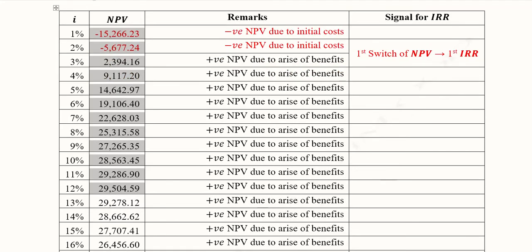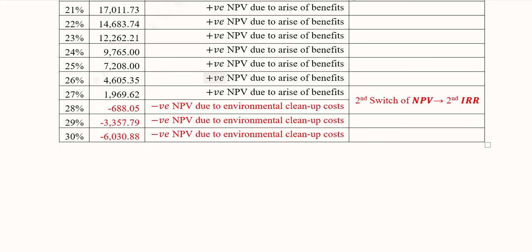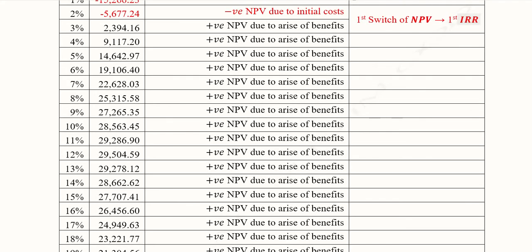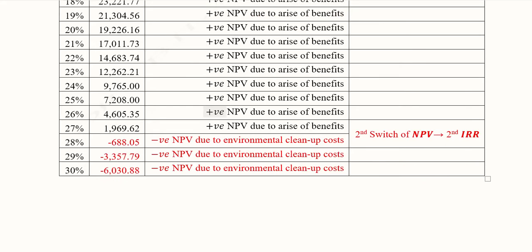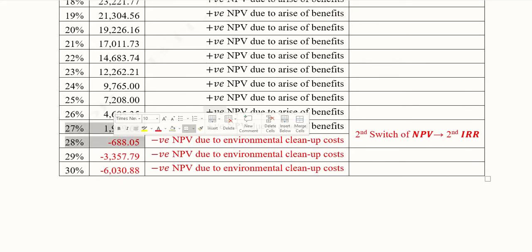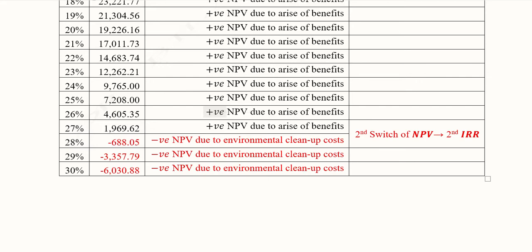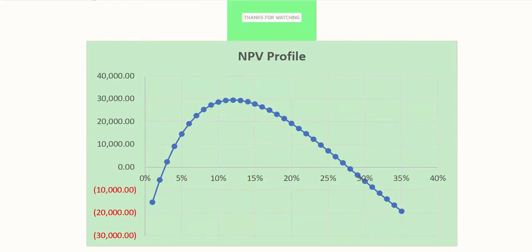Now, this is the first switch in the NPV, and this is the second switch in NPV. We can try to find the IRR at two points, because between 2 and 3% there can be an IRR, as the net present value has changed its sign. It can also be found between 27 and 28, because the NPV has turned negative from positive. So there can be two IRRs.